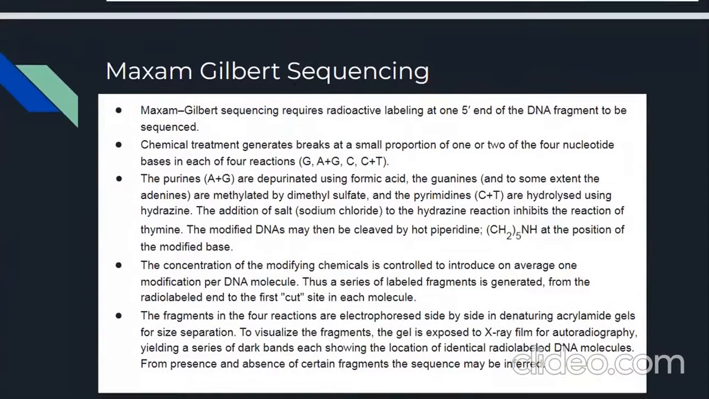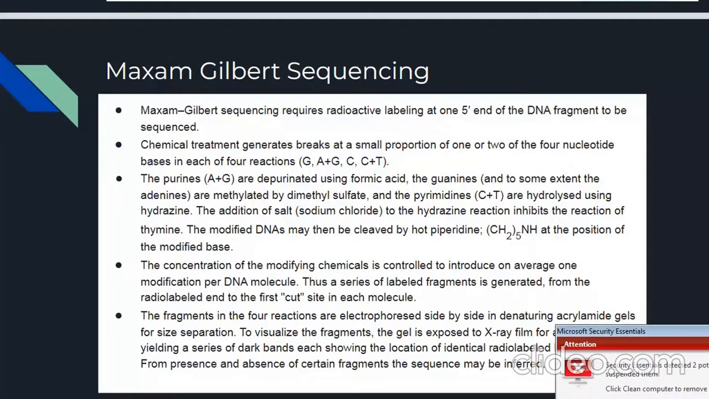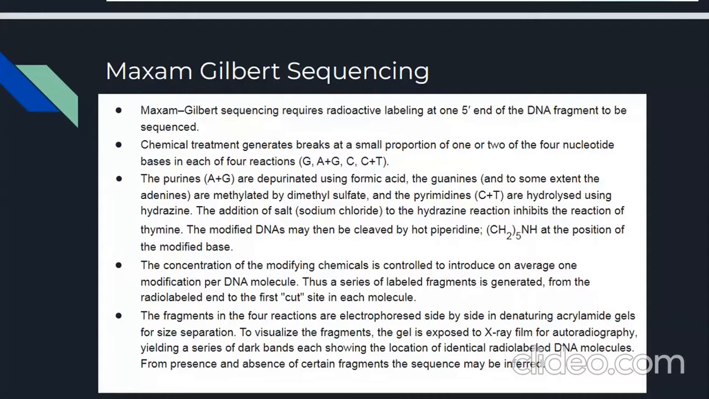Yeah. So, what is Maxam-Gilbert sequencing? This was sequencing which was developed 2-3 years after the development of Sanger sequencing. Maxam-Gilbert sequencing requires radioactive labeling at the 5' end of the DNA fragment to be sequenced. Okay. So you'll have to break at certain points. You'll be degrading it directly.